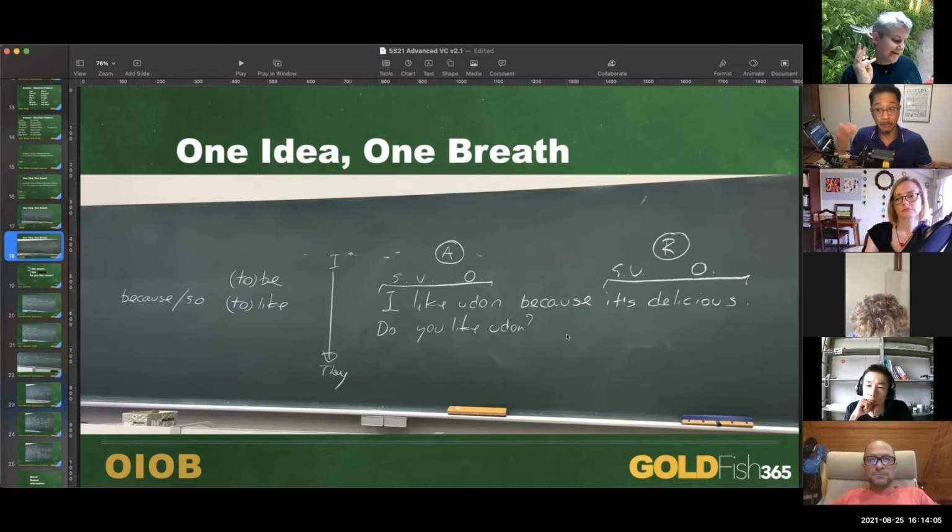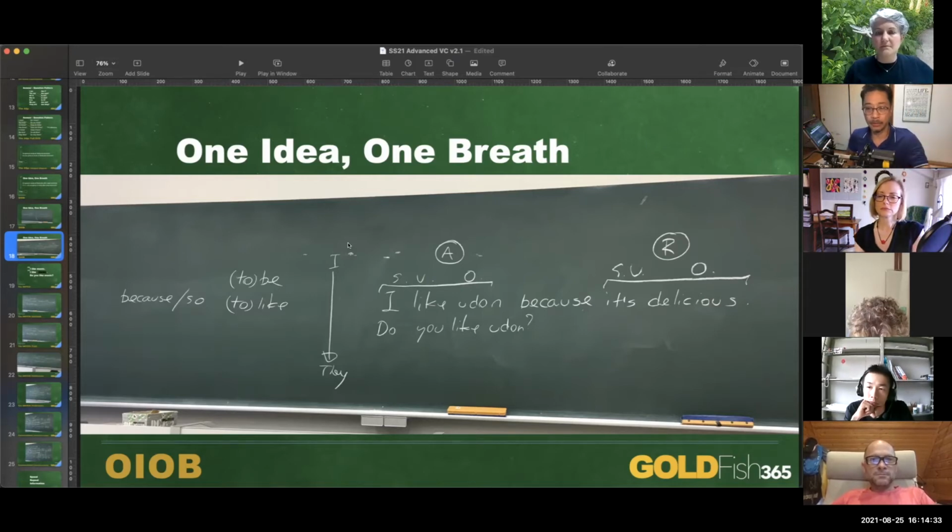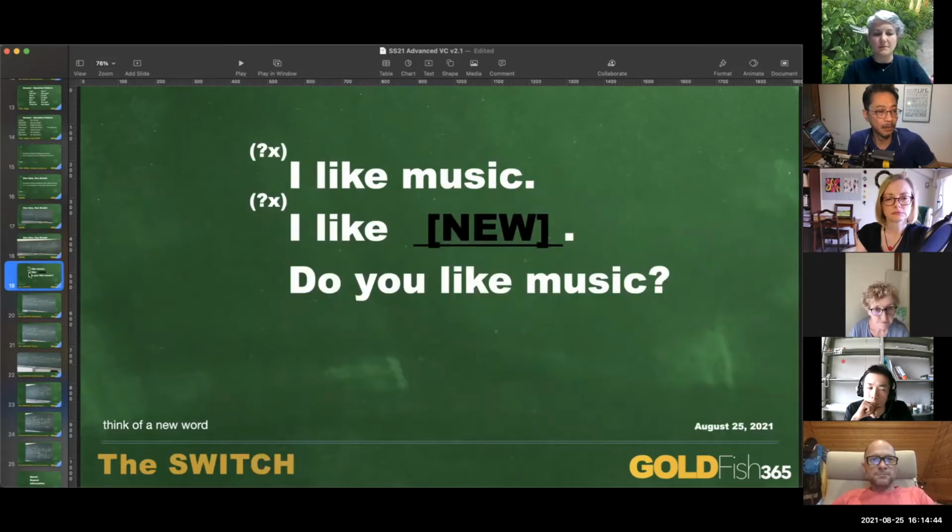Throw in because. Some of these kids have problems, but that's where the micro scaffolding really comes in with VC, okay? And you can do that with, I like udon because it's delicious. I like ramen. Or I don't like ramen because it's greasy, or whatever you want to do, right? Because once you've got all of this set down, then you start putting in variables. Then you start saying, okay, now you guys are pretty fast, but let's pull back on speed. Let's concentrate on smoothness. I like udon because it's delicious. Can you say it like me? Maybe you can't. Okay, let's practice again. A few rounds of that, right?